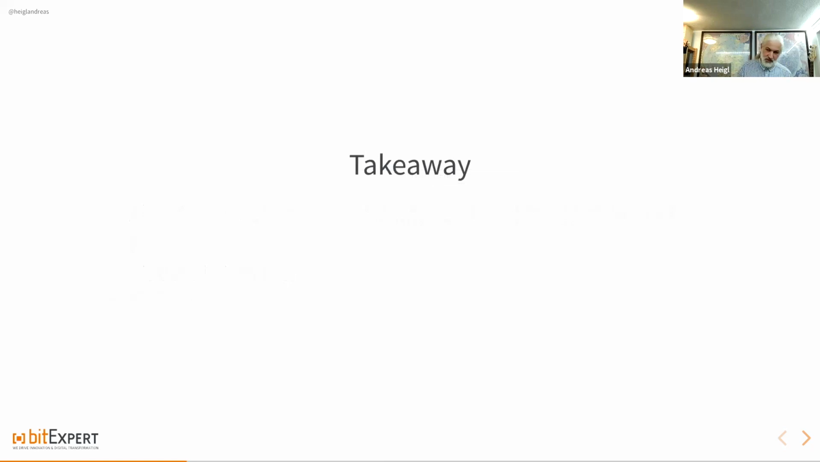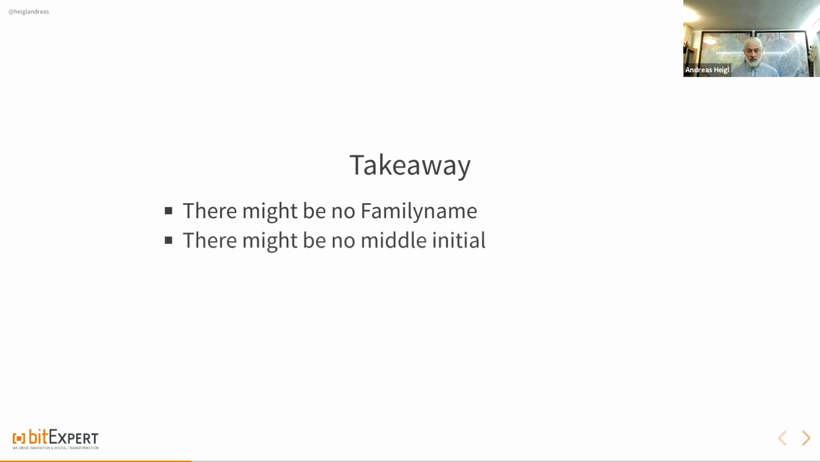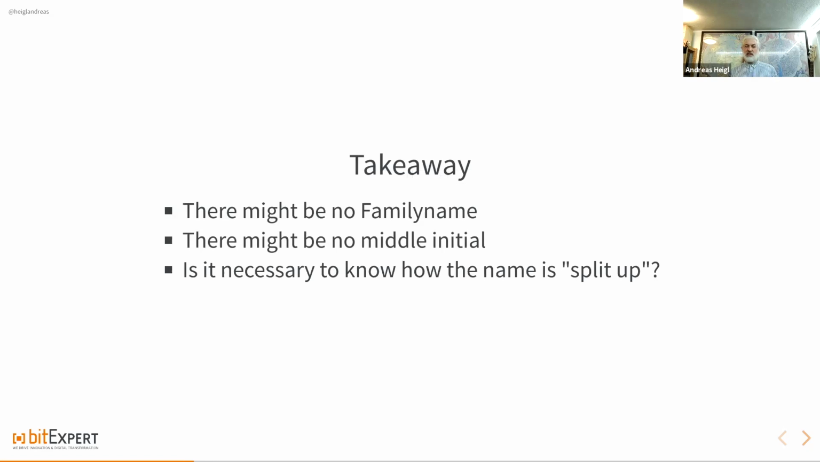What are the takeaways of that mess? Think about the following. If you consider fields for names, always remember there might be no family name actually involved or available. And especially for American companies, there might be no middle initial. But more interesting is the question, is it actually necessary for us to know how the name is split up? Where do we need that? And if we need that, why do we need that? So sometimes it really pays off by asking, why do we need it that way?